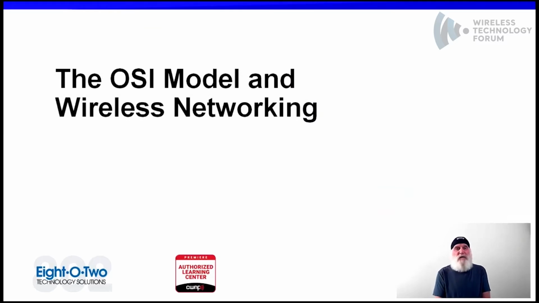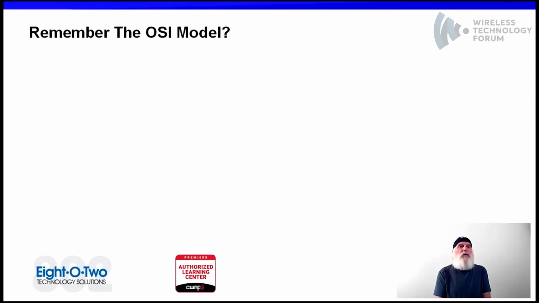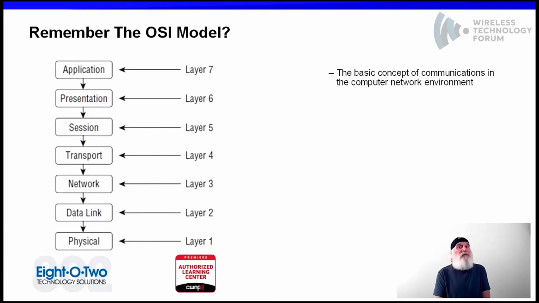Okay, let's take a look at one of the most fun topics in networking, the OSI model. Well, we're going to look at the OSI model with regard to wireless networking, but this is a very important part of how this technology operates. Remember the OSI model? It's the basic component of communications in a computer network environment. It consists of 7 layers, from the top down: application, presentation, session, transport, network, data link, and physical.